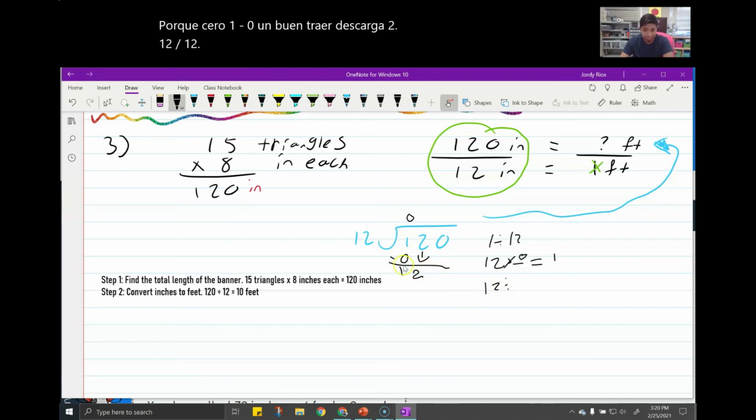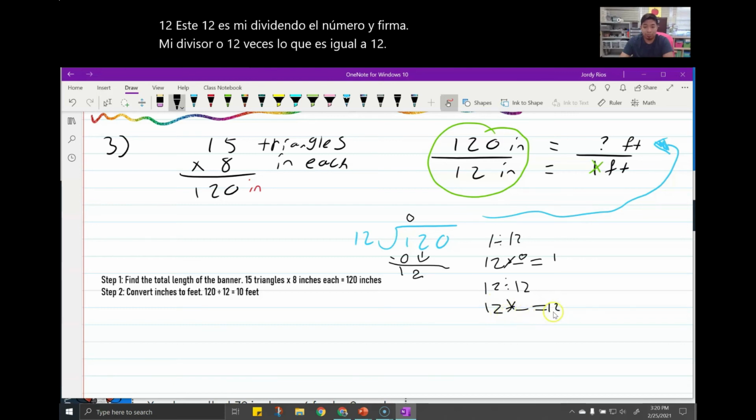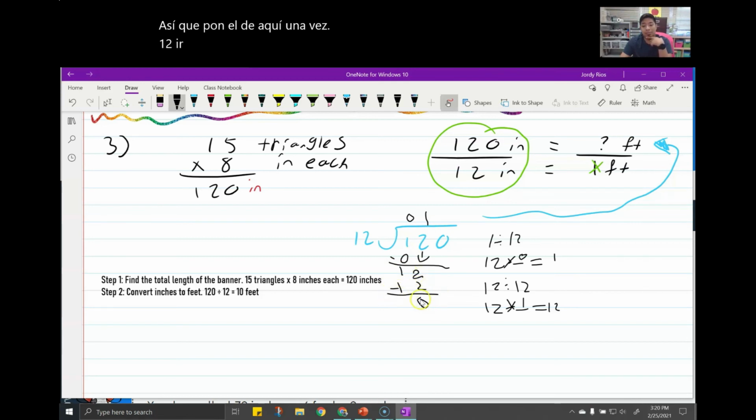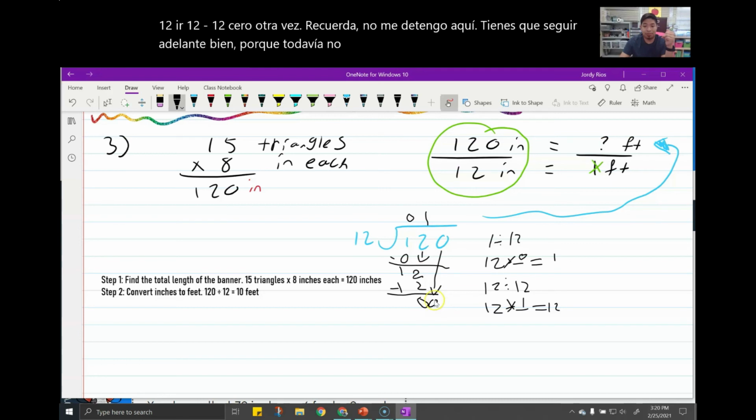12 divided by 12. This 12 is my dividend, the number under the division sign, divided by 12, my divisor, or 12 times what equals 12? 12 times what equals 12? 1. 12 times 1 equals 12. Good. So I put the 1 up here. 1 times 12 is what? 12. Good. 12 minus 12 is 0. Good. Remember, I don't stop here. You have to keep going, okay? Because I still can bring down something. So I still follow the steps all the way through.